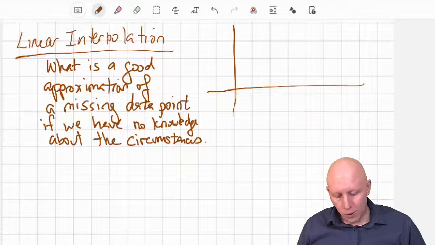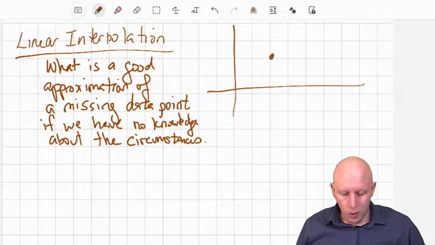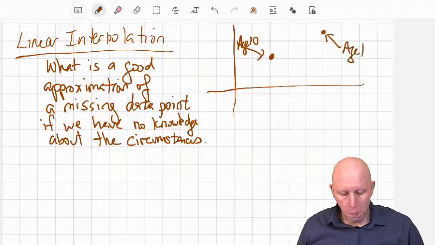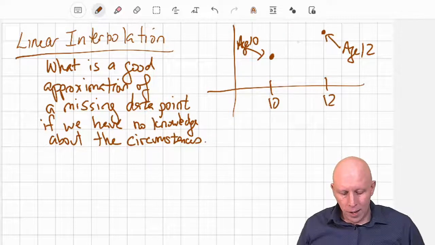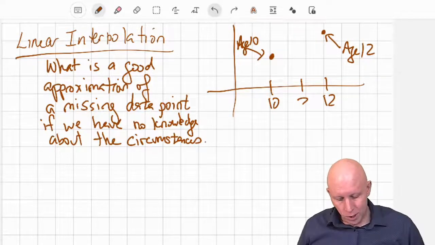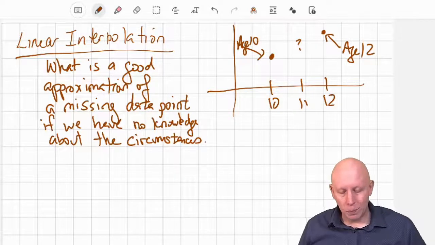Okay, so for instance, let's say you know how tall you were at age 10, and you know how tall you were at age 12. So here we are at 10, here's what your height was at age 12. Now the question is, how tall were you at age 11? I shouldn't put a question mark here. What I should do is put my question mark up here. What is your height at age 11?